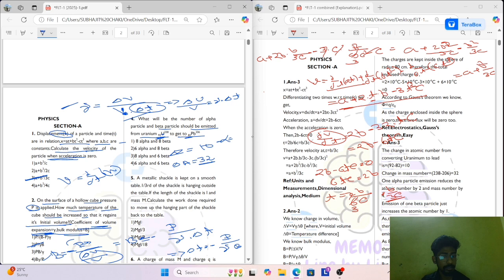A metallic shackle is kept on a smooth table. One third of the shackle is hanging outside the table. The length of the shackle is L and the mass is M. Calculate the work done required to move up the hanging part of the shackle back to the table.